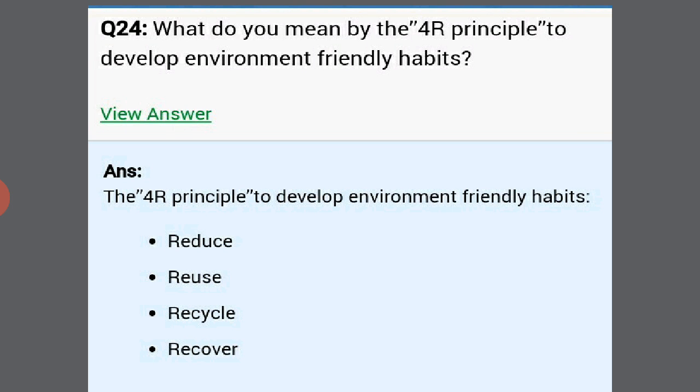What do you mean by the 4R principle to develop environment friendly habits? The 4R principle to develop environment friendly habits is reduce, reuse, recycle, recover, and I will add two more in this, refuse and rethink also. Then it will become the 6R principle. Okay, reduce, reuse, recycle, recover, rethink and refuse also. So let's move to the next question.